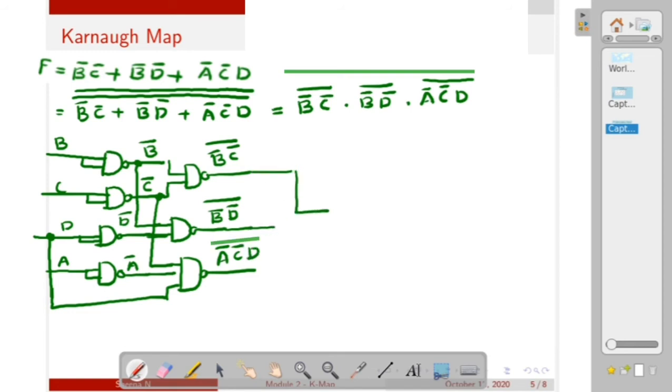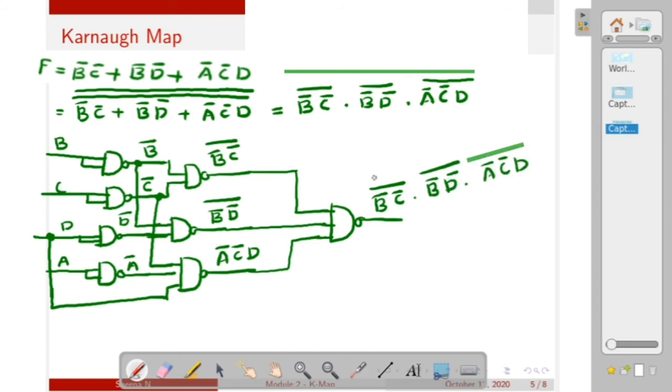Next, these three inputs are again given to another NAND gate. Okay, so here we get B bar C bar whole bar dot B bar D bar whole bar dot A bar C bar D whole bar. Okay, so this is the implementation of this expression using universal gate, right?